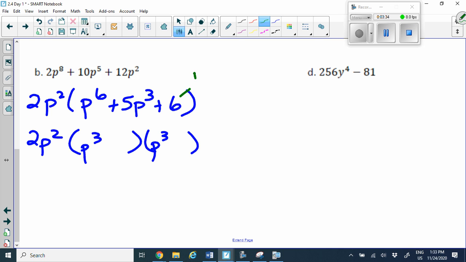Now for 6, we know we have 1 and 6, 2 and 3. Which pair will add up to the 5 in the middle? That's going to be our 2 and 3. So I'm going to have basically plus 2 and plus 3.